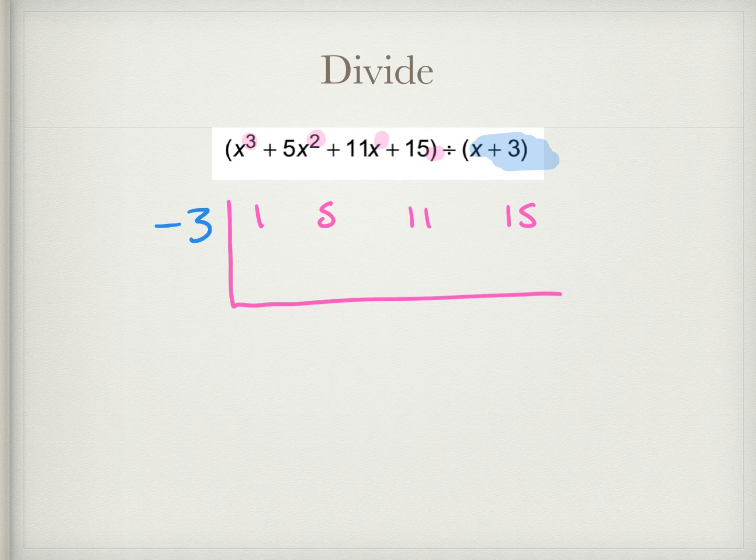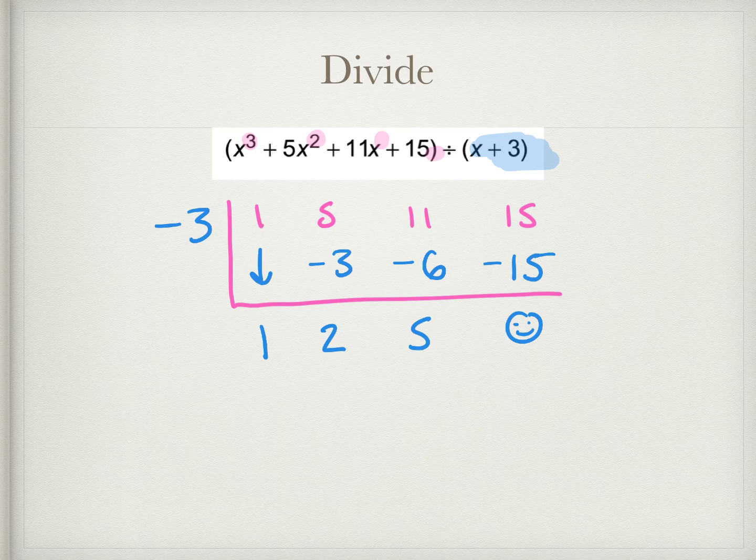Now what do I do first? Bring down the 1. And then what? Multiply. Then we add, so it's 5 minus 3. Then what? Multiply. We get negative 6. And then add, we get 5. And then multiply, we get negative 15. And we add and get 0. Awesome.